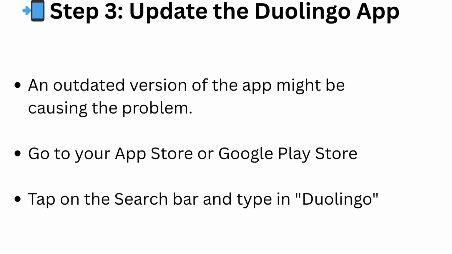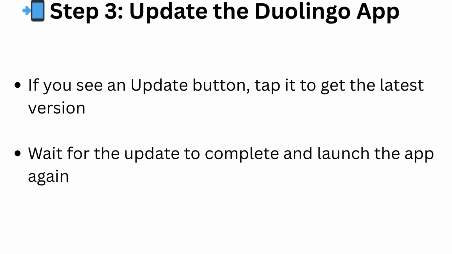Step 3. Update the Duolingo app. An outdated version of the app might be causing the problem. Go to your App Store or Google Play Store. Tap on the search bar and type in Duolingo. If you see an update button, tap it to get the latest version. Wait for the update to complete and launch the app again.